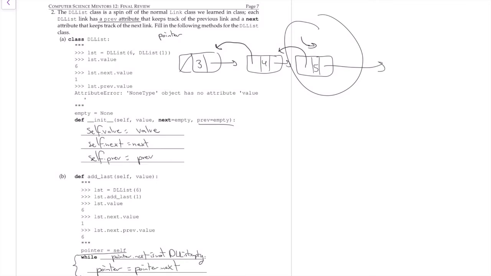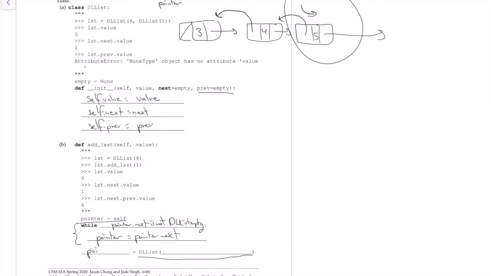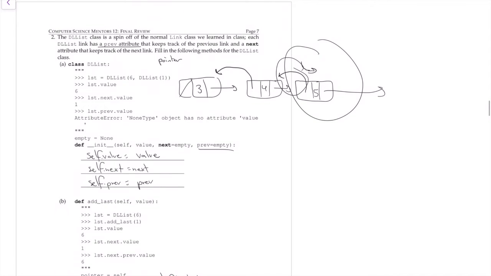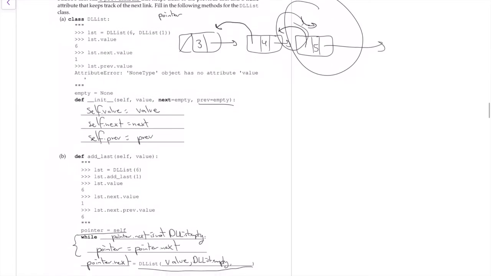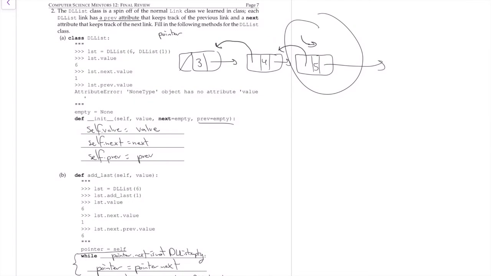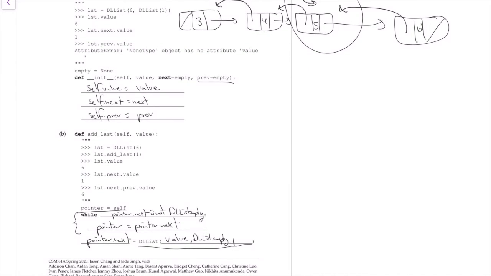So that'll be pointer.next is a doubly linked list with value, whatever value we were given. What's the next element? The next element is empty, dlist.empty. And the prev element right here, this arrow, is going to be our pointer. Oh, sorry, I have the wrong prev element. The prev element for this list with 10 is going to be where our pointer is. So pointer.